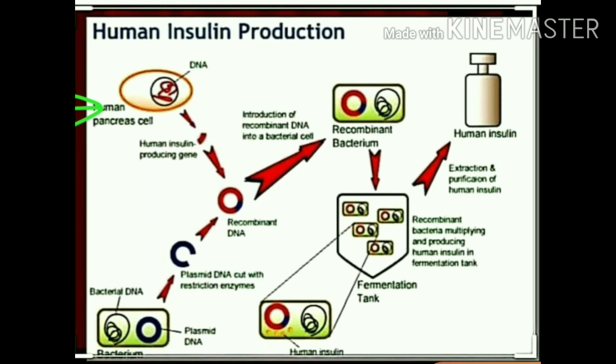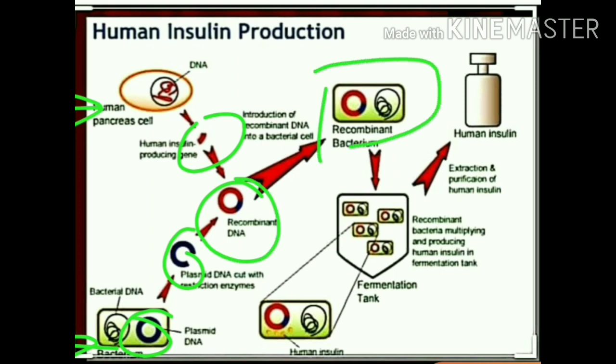This is a human pancreatic cell, the genetic material of which contains the gene of interest, that is human insulin gene, that is right here. That has been isolated from the cell. We have another cell, that is bacterial cell, from which we have extracted this plasmid, which will function as vector. The gene of interest, that is human insulin gene, and the vector, that is plasmid, are ligated with each other to form recombinant DNA, which is then transferred into the host cell, that is right here.